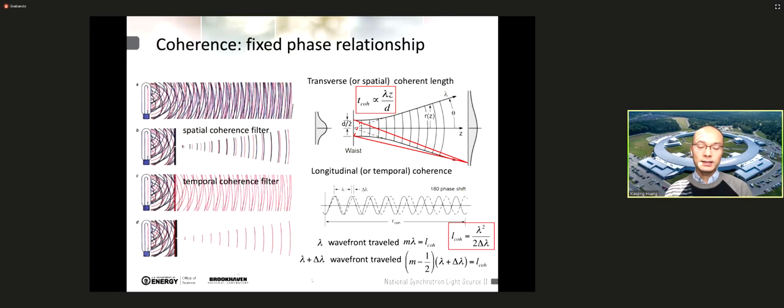Let's take a little time to look at the coherent property of light. I think in our daily life, the most common light source we use is incoherent. We call it incoherent in two folds. The first one is that the light goes in all different directions. They are not collimated. This is called spatially incoherent.